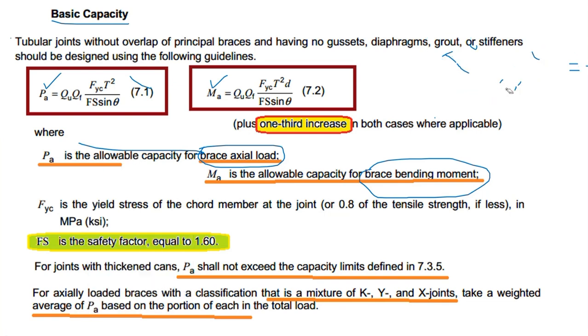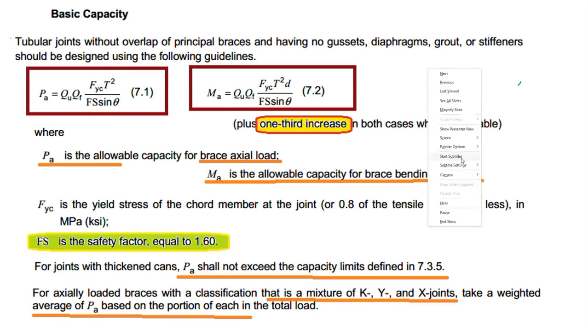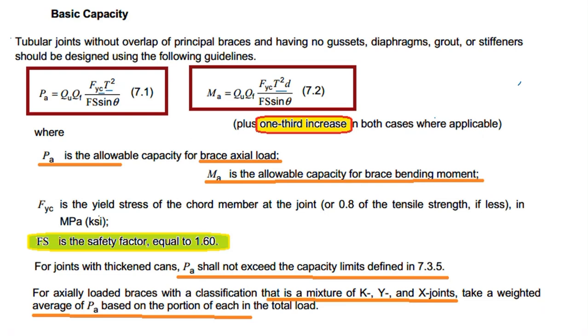We will see here that it depends on some parameters like QU, QF, and FYC. FYC is the yield value of the can, and T is the thickness of the can. The yield stress FYC we have seen is 0.8 times tensile strength, and FS is the factor of safety, equal to 1.6. This is the value 1.6.